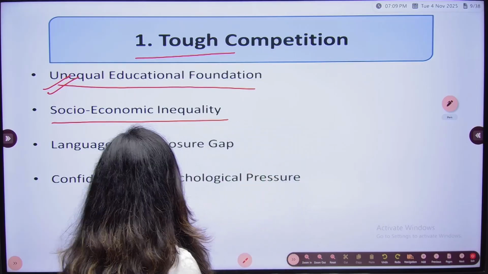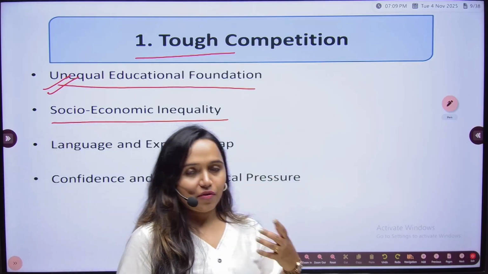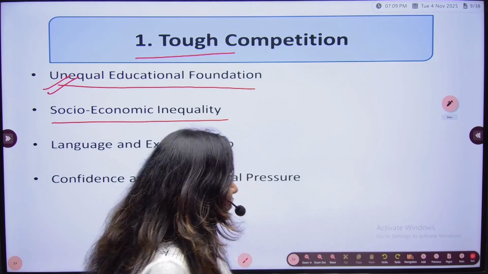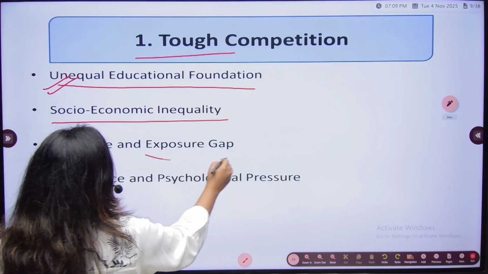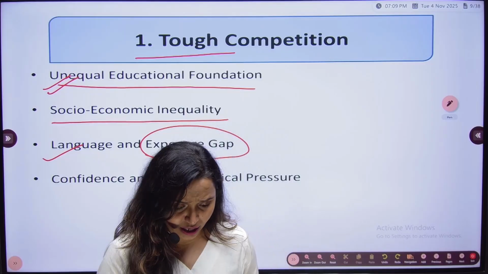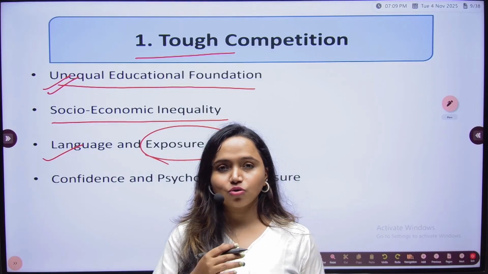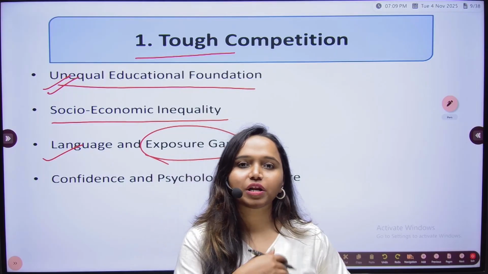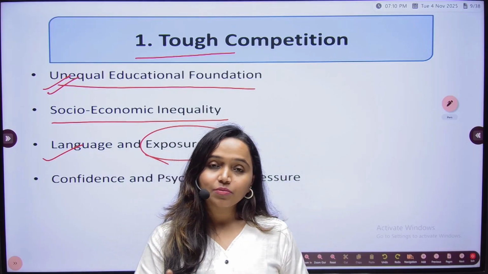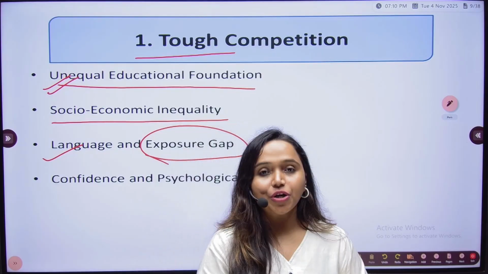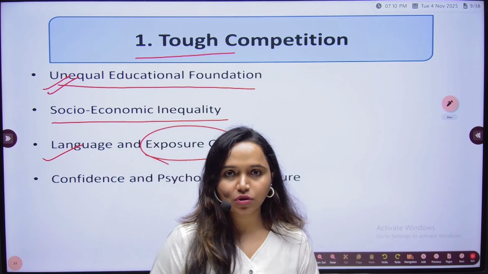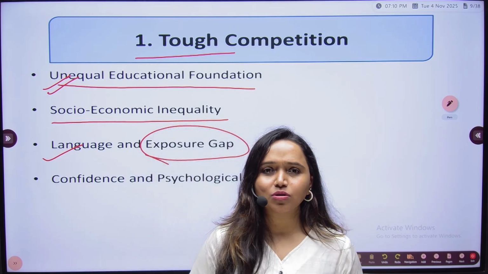And why is that? Because there is certain socioeconomic inequality in our society, and that sometimes doesn't provide you a very level playing field. The third one is language and exposure gap. We know that there are certain materials which are completely available in English, and the quality of the resources often is good for English medium students and not that good for Hindi medium students. There are different exams in which Hindi medium students get good quality sources and English medium students suffer from that.